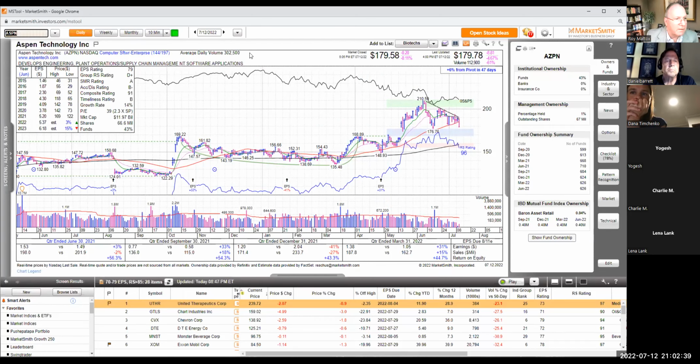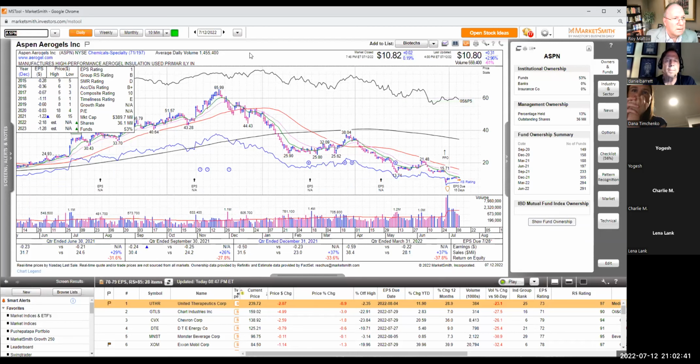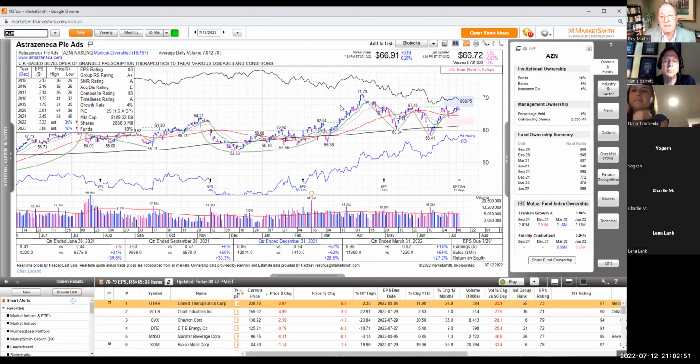I think there was another biotech that I was looking at. AZN, AstraZeneca. Okay, that's what I was looking for. Look at this great double bottom base. So there's your double bottom base. And what's nice about MarketSmith is you've got pattern recognition here, so you can see a lot of these charts. So you've got a double bottom base set up. And now you've got a sideways handle that's looking quite constructive.